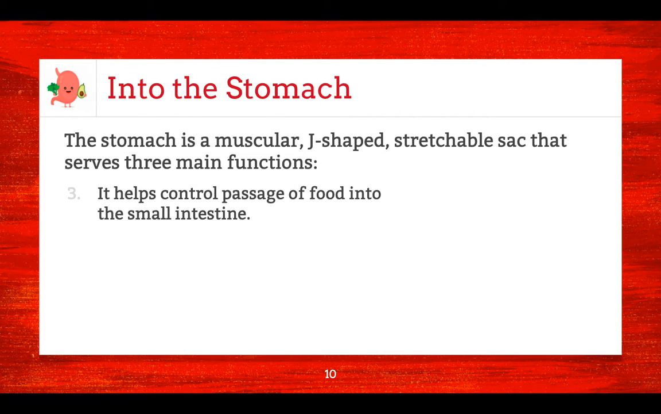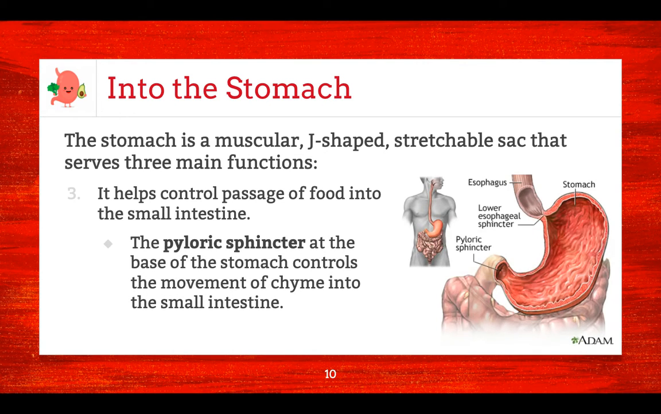And then the last function is that the stomach controls the passage of food into the small intestine. So there's another sphincter. This one is the pyloric sphincter, which is at the base of the stomach, and it controls the movement of chyme into the small intestine. So it'll control the amount that goes each time so that your small intestine isn't overloaded all at once.